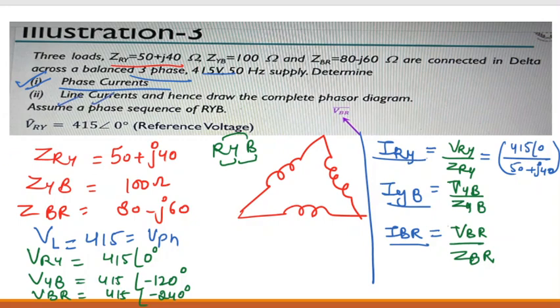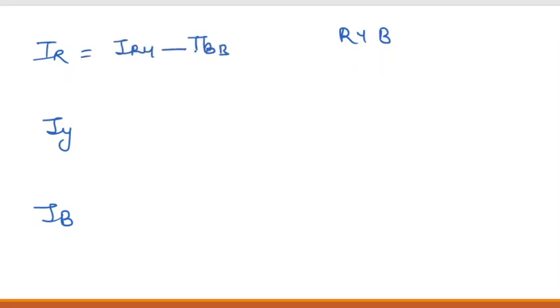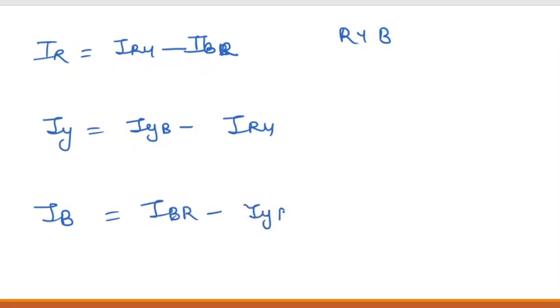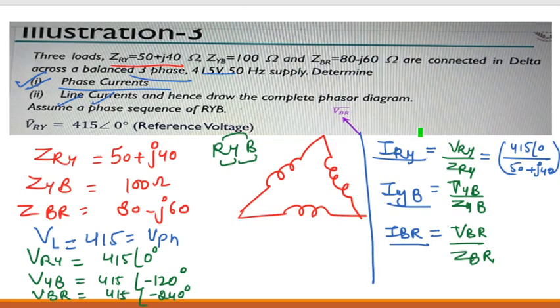Next they are asking for the line current. Line current means IR, IY and IB, right? As you know the sequence RYB, so IR is how much? IRY minus IBR, right? IY is how much? IYB minus IRY. IB is how much? IBR minus IYB. We already calculated these values.